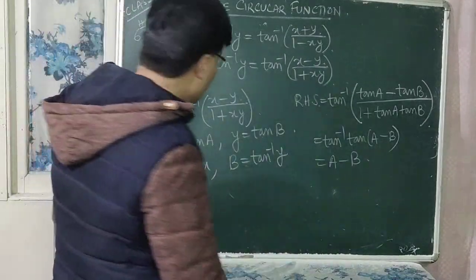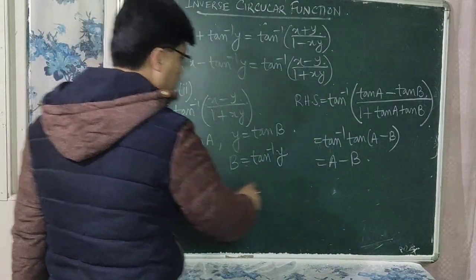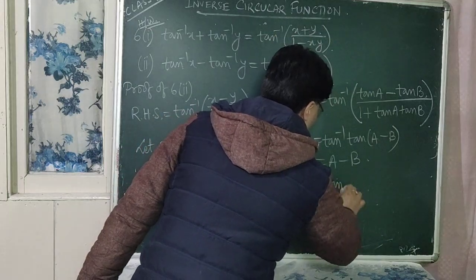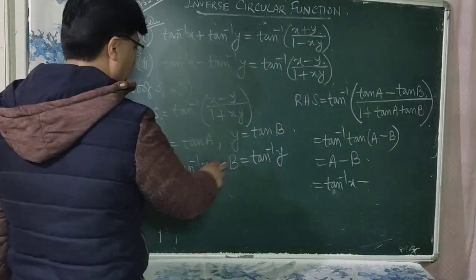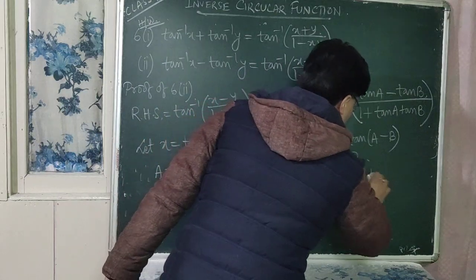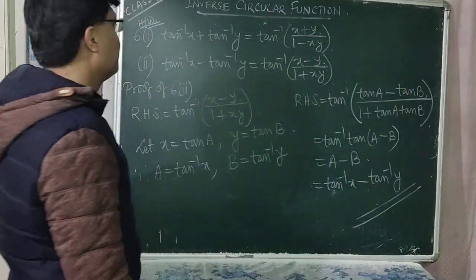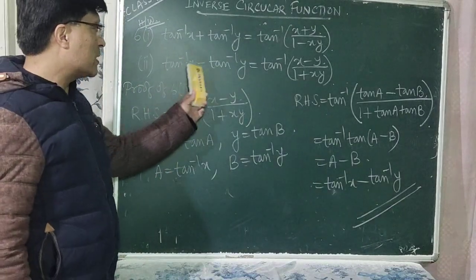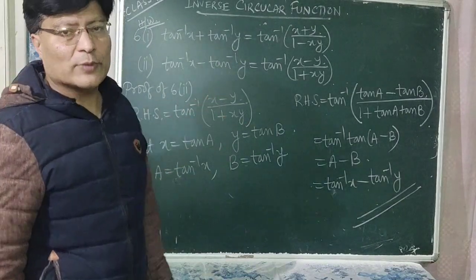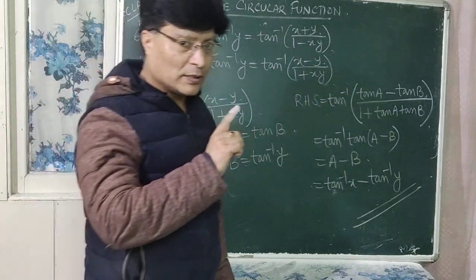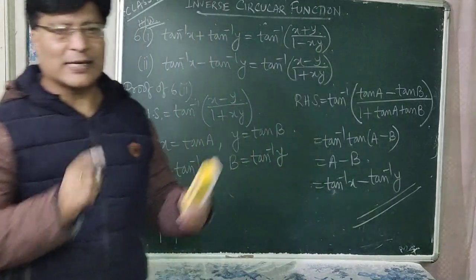So now put the value for A. What is the value for A? Tan inverse x minus, what is the value for B? It is tan inverse y. So it is done, proved. That is tan inverse x minus tan inverse y is equal to tan inverse x minus y upon 1 plus xy. That is proved. So you have to remember from both the sides.